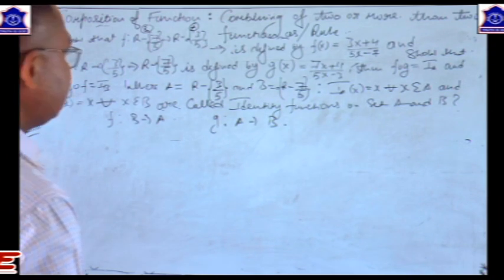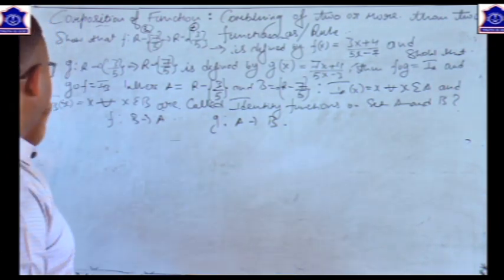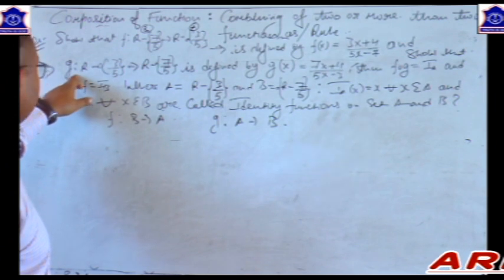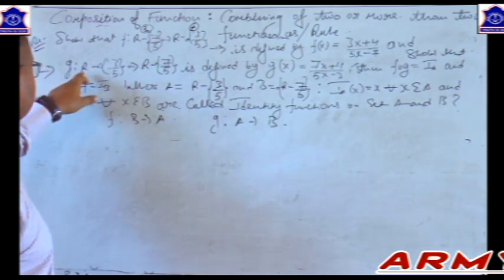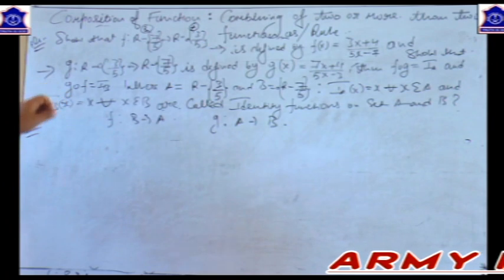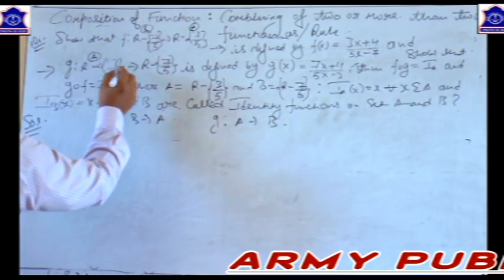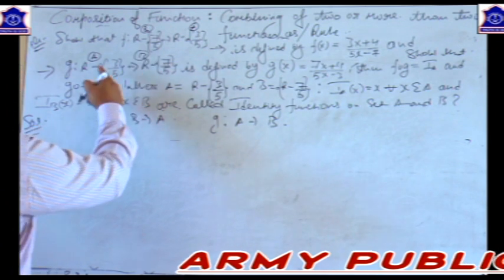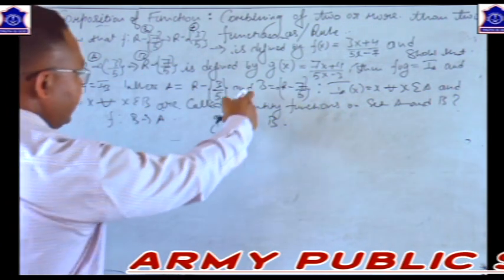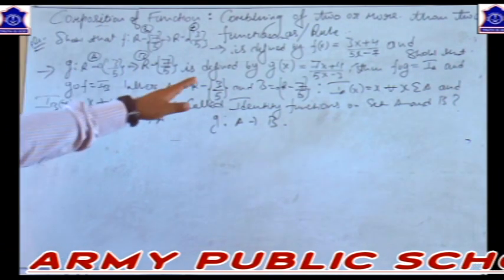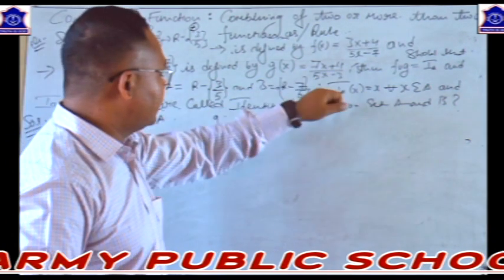Okay. Then here we have the g function, and it is defined from set A to set B, because in set A we have real numbers minus 3/5 and set B equals real numbers minus 7/5, and it is defined by g(x) equal to (7x + 4)/(5x - 3).